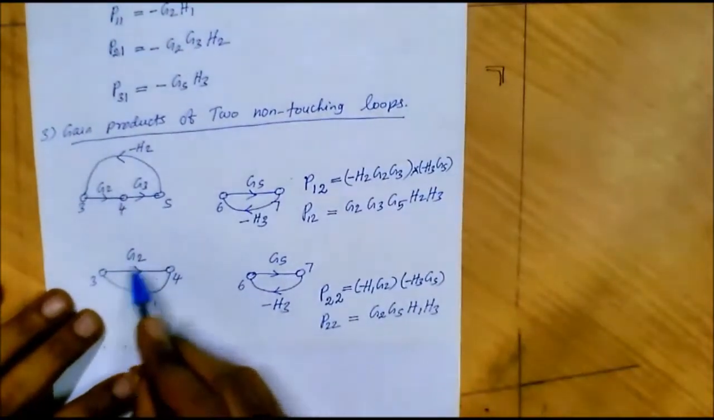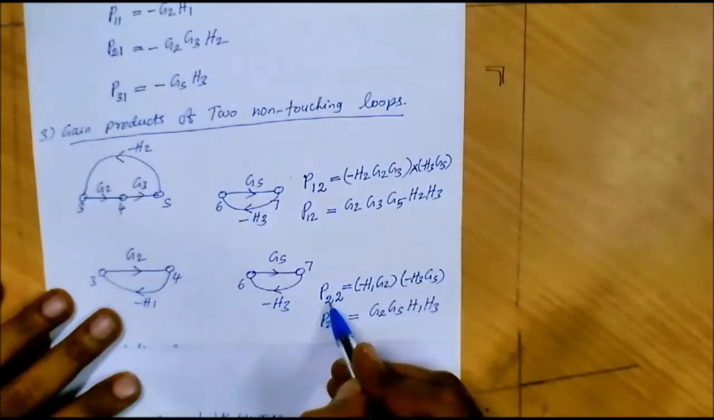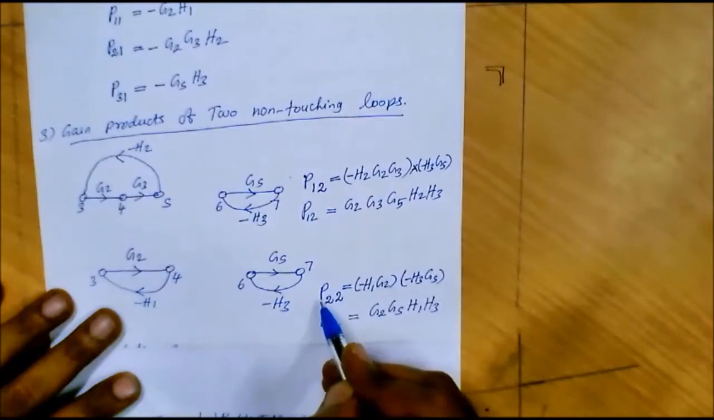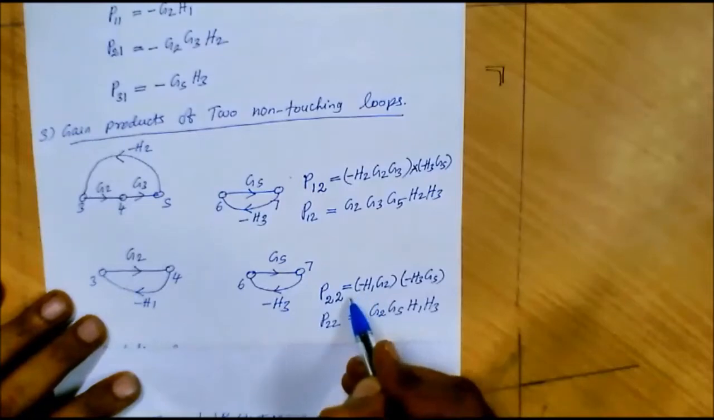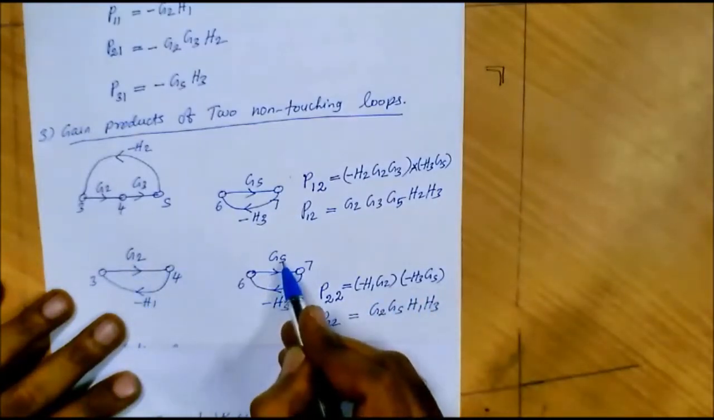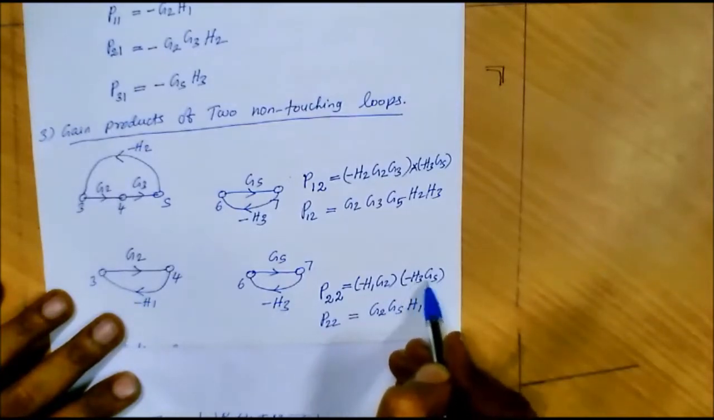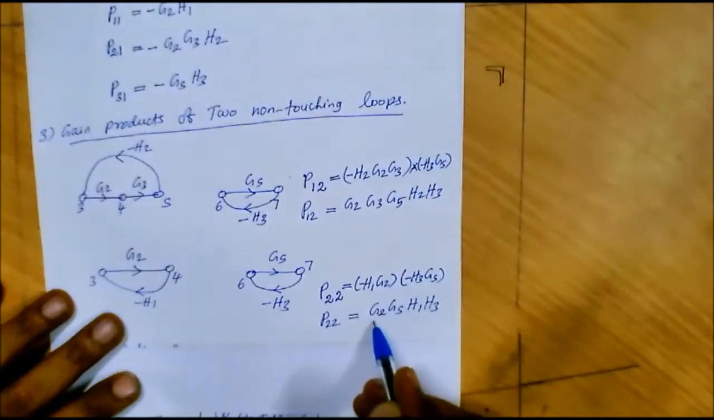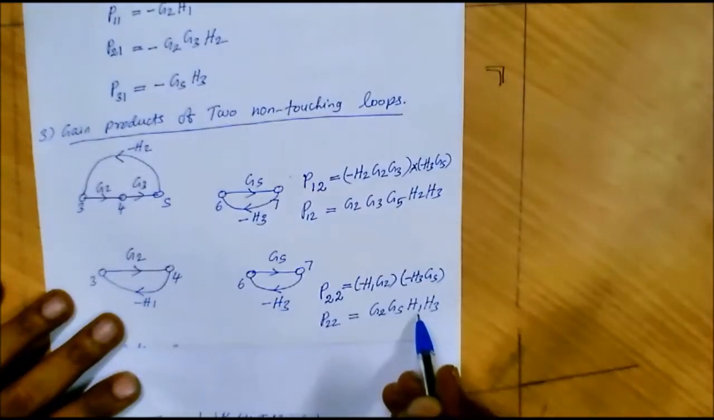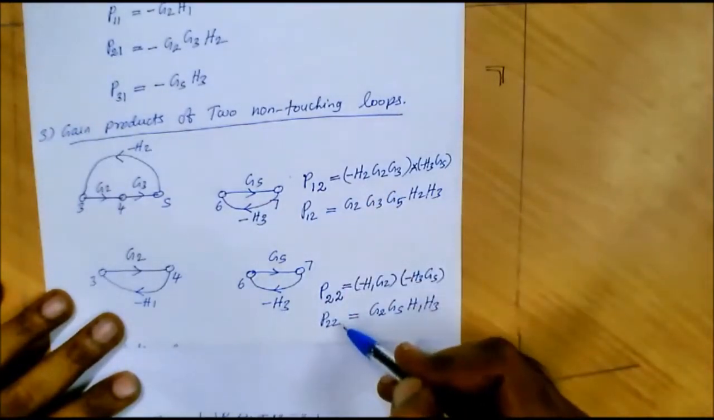For the second two non-touching loops, the gain can be written as P22, which is equal to the gain of the first loop, minus H1 into G2 into G5 into minus H3. So we can write it as minus G3 into H3 into G5. So the product will be G2, G5, H1 and H3. So we found the value of P12 and P22.